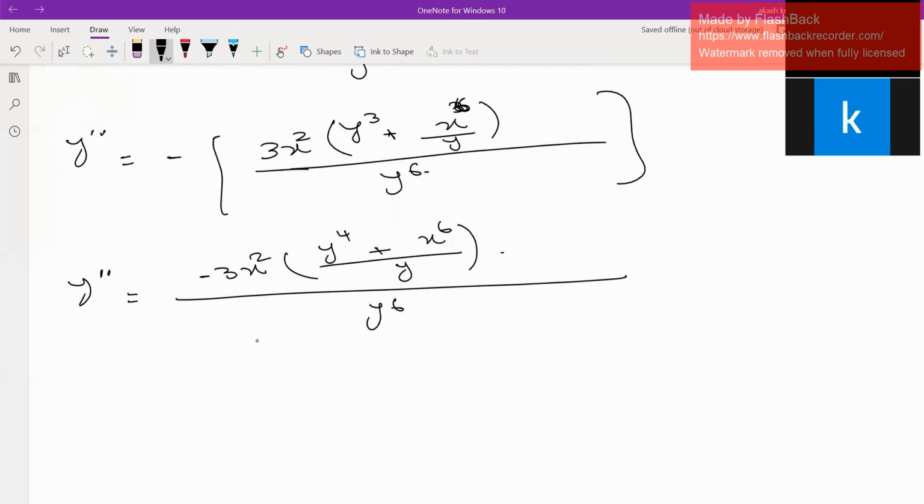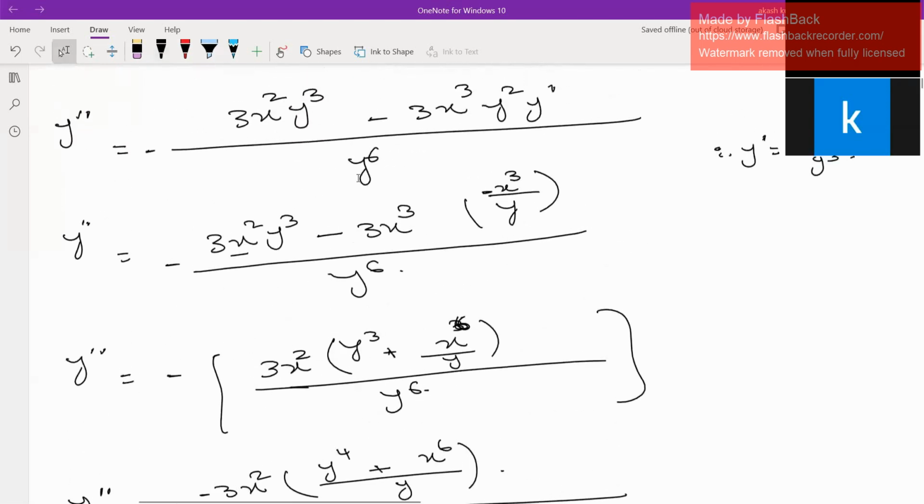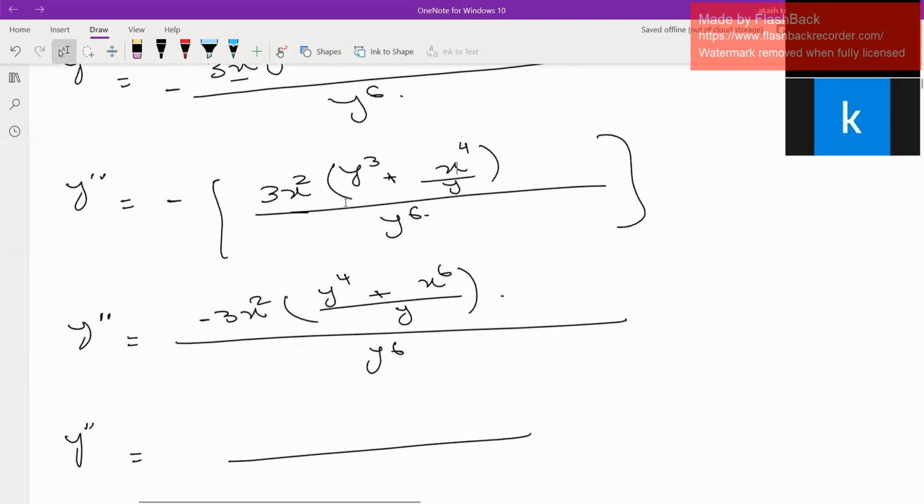Y double dash equals to, since we have already taken 3x square common, inside it was left y cube only, and then minus minus becomes plus, and we have already taken x square common, so inside is left only y times x^4. Is it clear to you? We have taken 3x square common. Yeah. So only x raised to the power 4 is left inside.